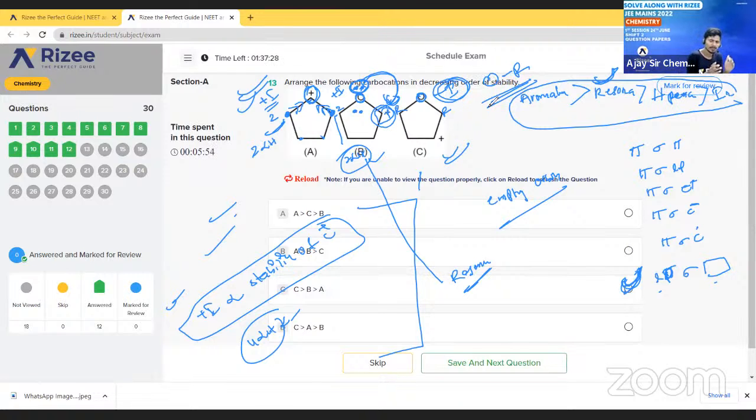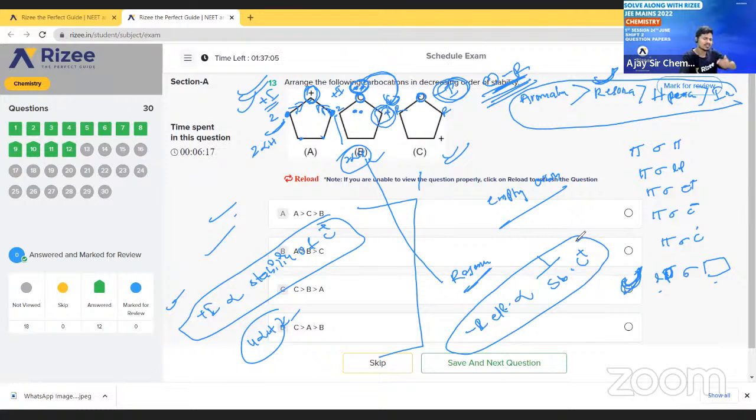That means plus I effect groups and minus I effect groups. See here, OR will show a minus I effect. So the minus I effect is inversely proportional to the stability of carbocation. A minus I group means an electron withdrawing group. Carbocation is an electron deficient species, and it has fewer electrons.